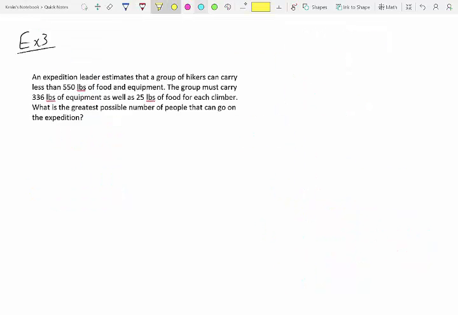If I go down here now, I have example 3. It's a word problem. I need to write an inequality. So an expedition leader estimates that a group of hikers can carry less than 550 pounds of food and equipment. The group must carry 336 pounds of equipment as well as 25 pounds of food for each climber.